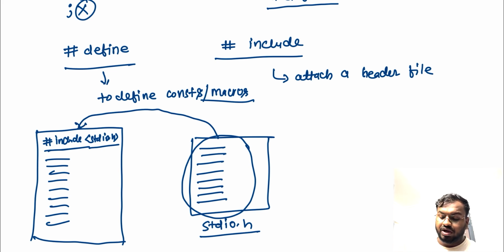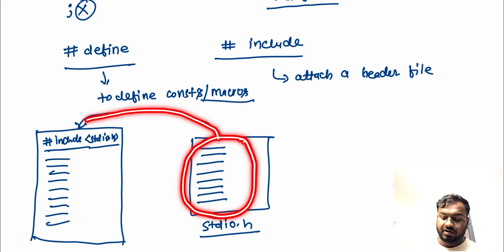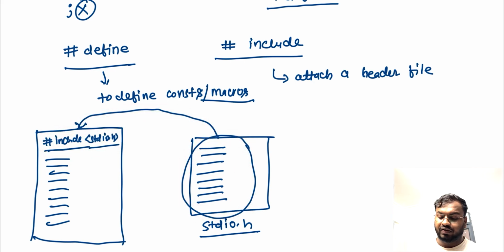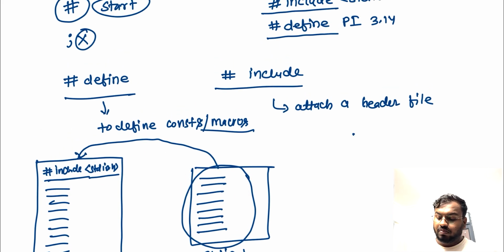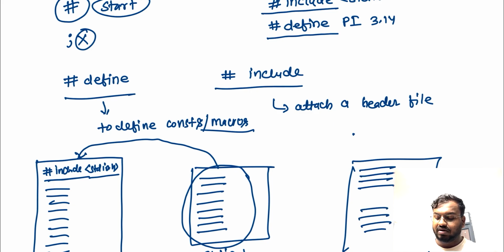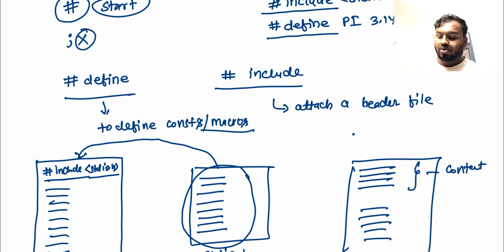It will copy the contents of this header file and paste it over here in your program. So now this will be replaced by the content of the header file. So your program will look like this. First there will be the contents of the header file, and then after these are your instructions.